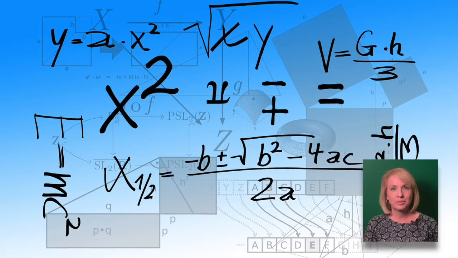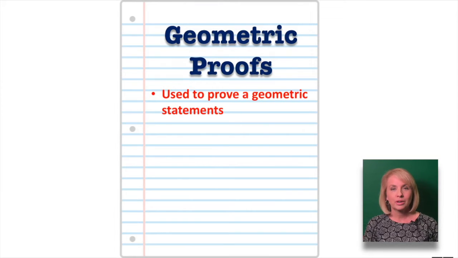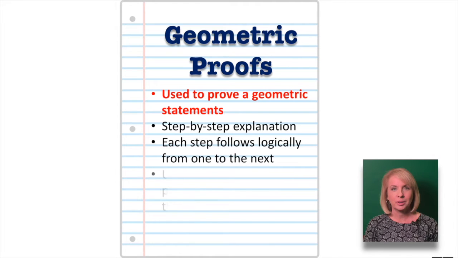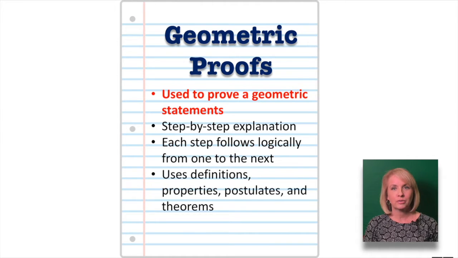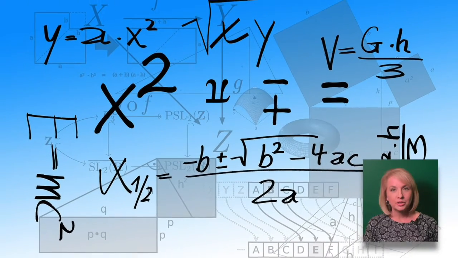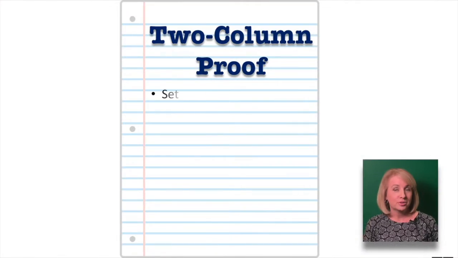Now let's review what a geometric proof is. Remember that a geometric proof is used to prove or justify a geometric statement. A proof, regardless of the format, will be a step-by-step explanation where each step follows logically from one to the next. In a two-column proof, we set up two columns.